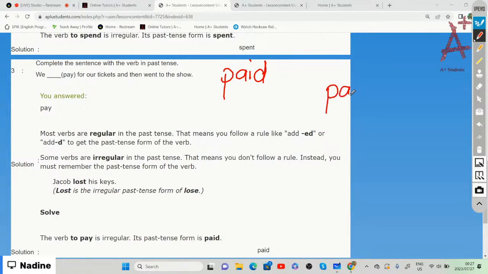Not payed. Nope, that is incorrect, right? The word pay changes to paid and not payed. So this is incorrect. The word pay changes to the past tense form of paid. So we paid for our tickets and then we went to the show. Paid.